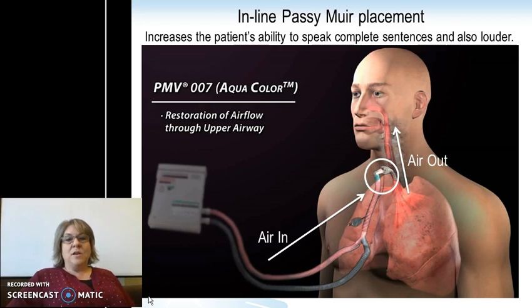If you have a Passy-Muir in line, it increases the patient's ability to speak complete sentences and also allows them to speak a little bit louder. The airflow from a ventilator will go through the tubes, come up into the patient, be exhaled out, not allowed to exhale through here, therefore has to be exhaled out through the upper airway.